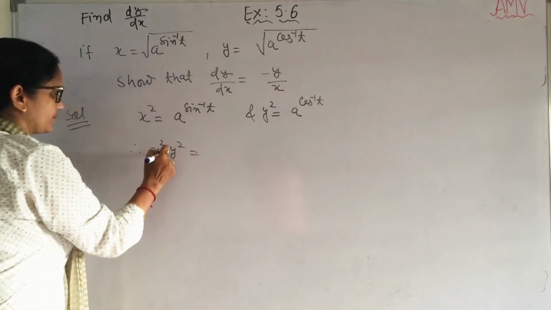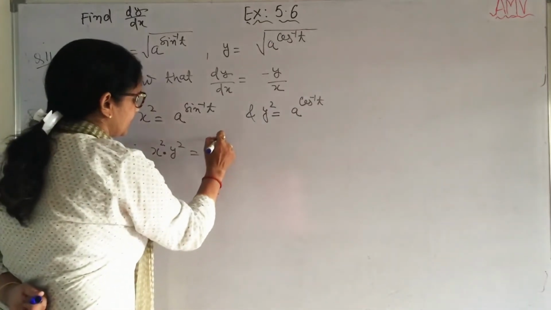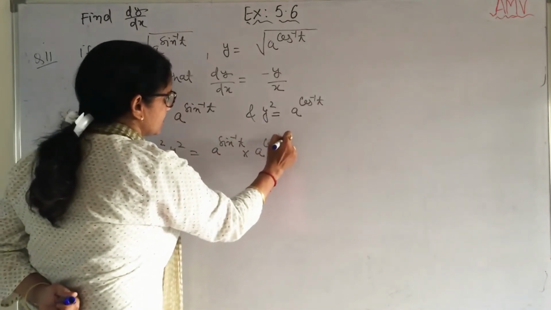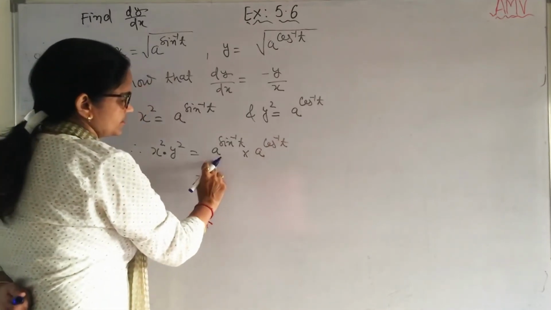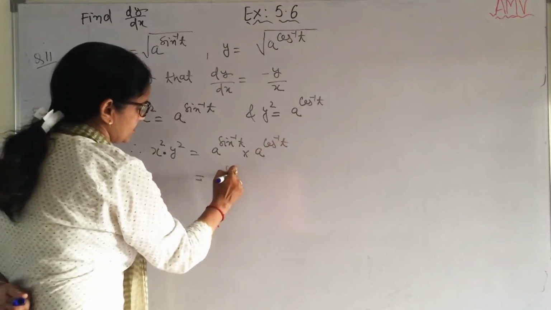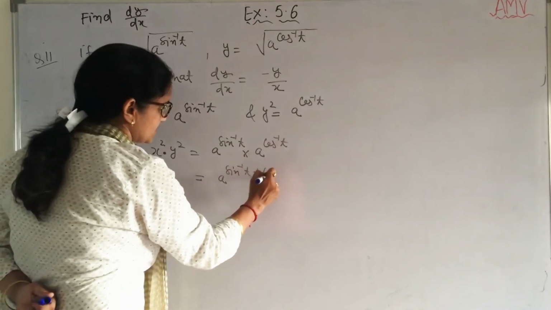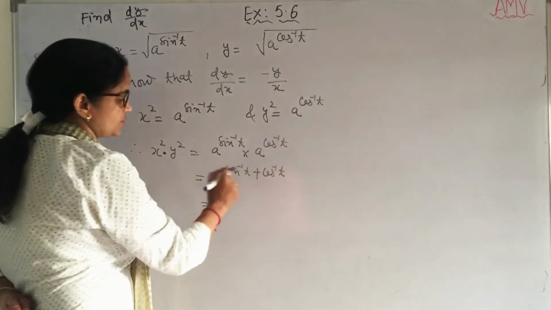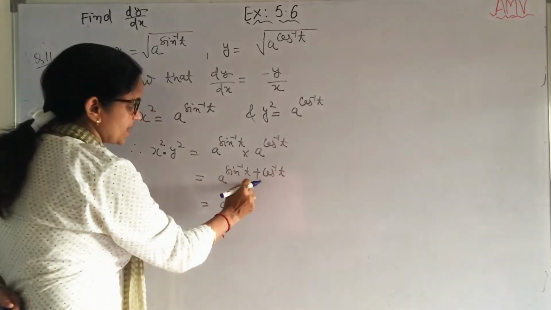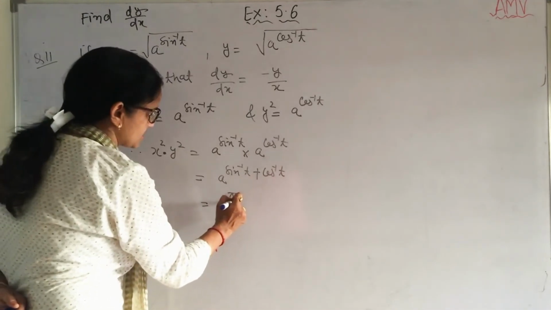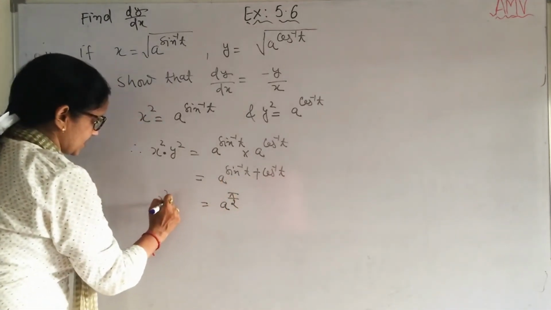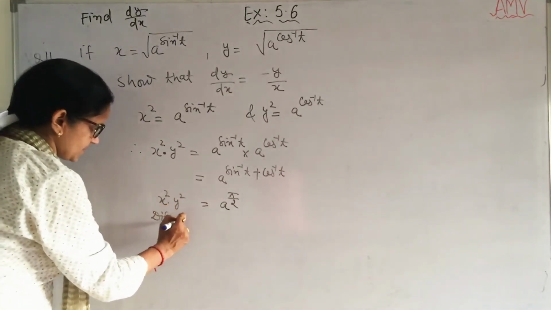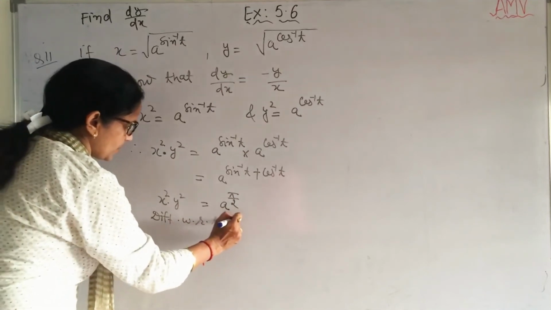It is a multiplied, a sin inverse t into a cos inverse t. Now see, here it is a raised sin inverse t plus cos inverse t, and now apply the property of inverse trigonometric function. It is pi by 2. Okay, so here a raised pi by 2 is x square into y square. And now differentiating with respect to x.